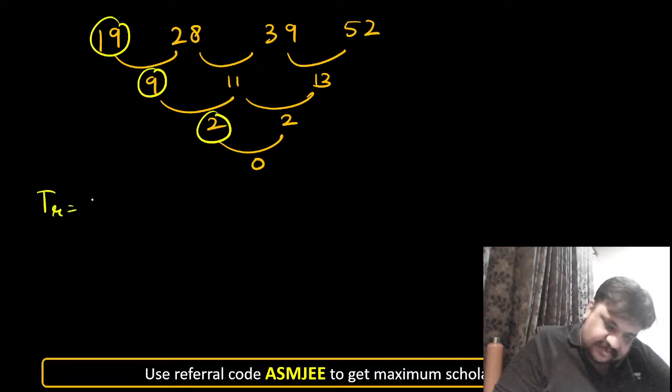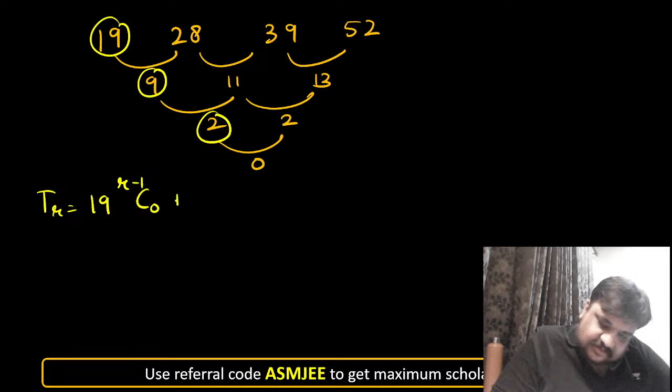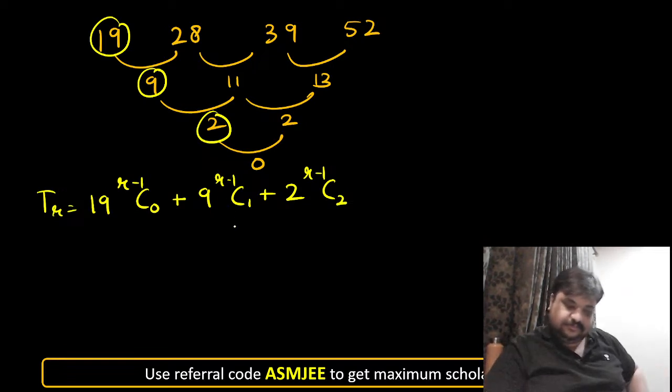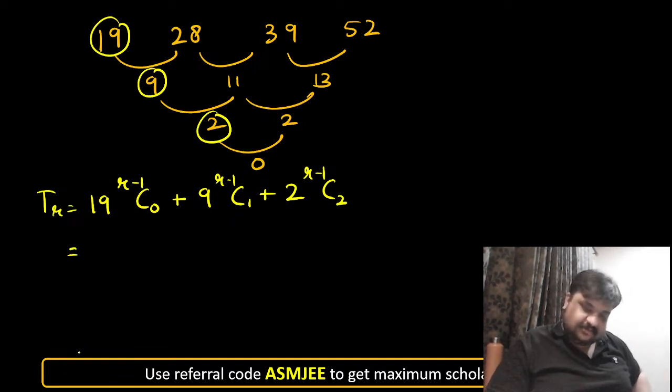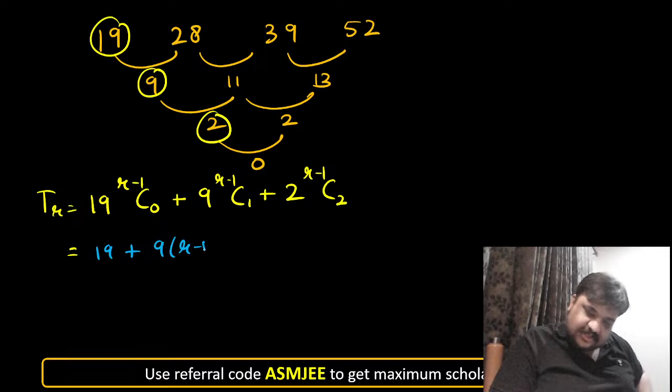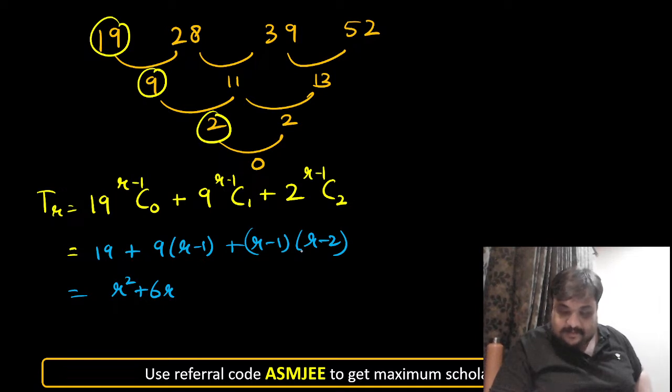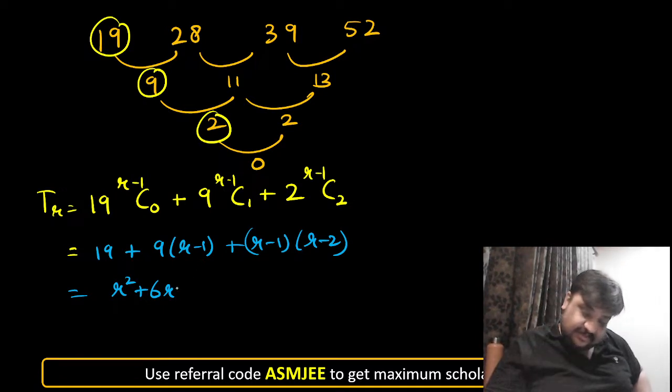So TR will be 19 times R minus 1 C0 plus 9 times R minus 1 C1 plus 2 times R minus 1 C2. That's it. That's a trick. This is 19 plus 9 times R minus 1 plus R minus 1 into R minus 2, and you will get this R square plus 6R minus 9 minus 2 is minus 11.